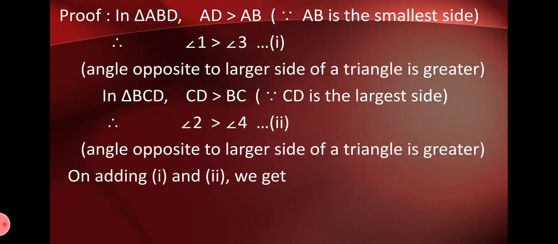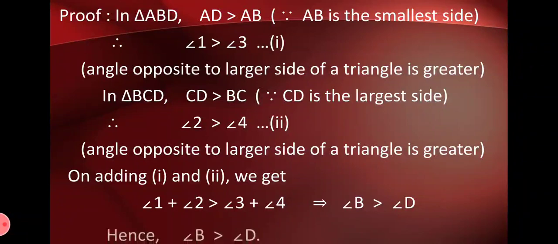On adding equations 1 and 2, we get angle 1 plus angle 2 is greater than angle 3 plus angle 4. We know that when we add inequalities, left hand side terms are added with left hand side and right hand side terms with right hand side. But angle 1 plus angle 2 is nothing but angle B, and angle 3 plus angle 4 is nothing but angle D. Hence angle B will be greater than angle D.